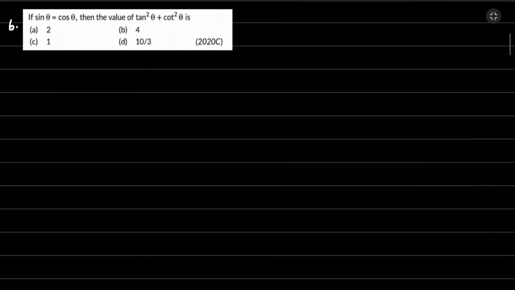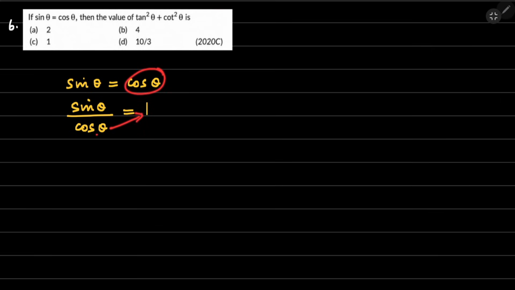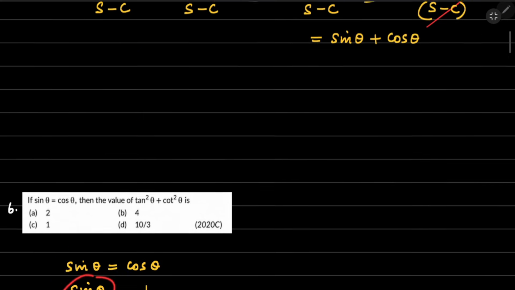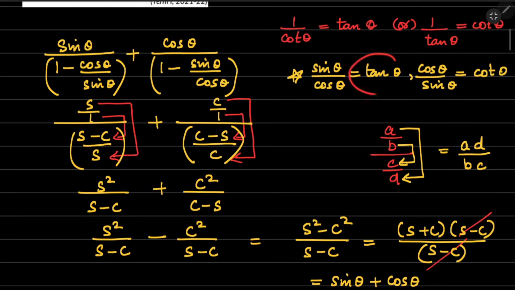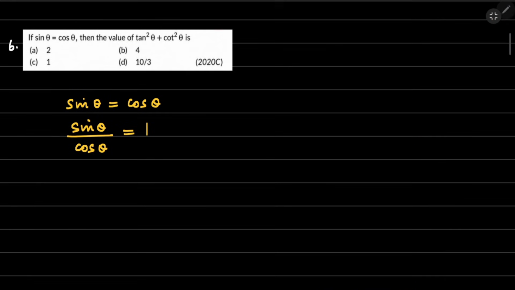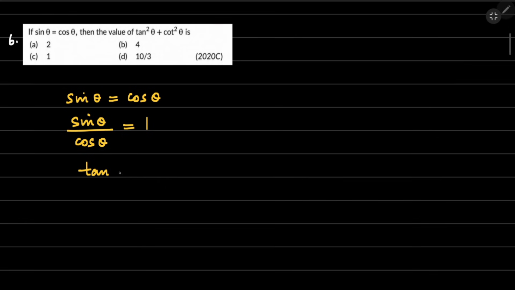Yeah. If sine theta is equal to cos theta, then you have to find the value of tan square theta plus cot square theta. Very easy question. So if sine theta is equal to cos theta, then sine theta divided by cos theta will be equal to 1. How will it be equal to 1? So if you cross multiply, 1 into cos theta is cos theta. Sine theta equal to cos theta, it still satisfies. What is sine by cos? I just told you what is sine theta by cos theta. It is equal to tan. Right? So tan theta is equal to 1.